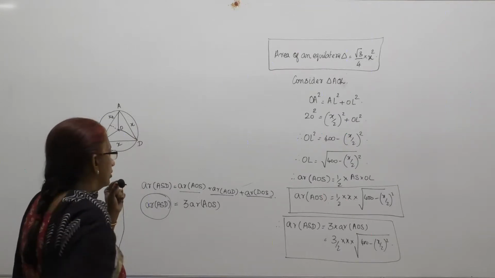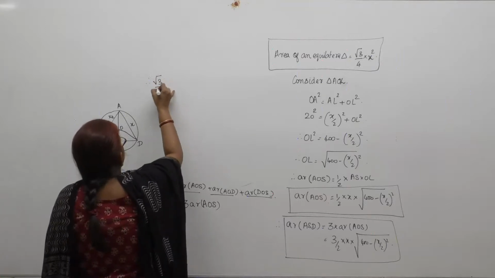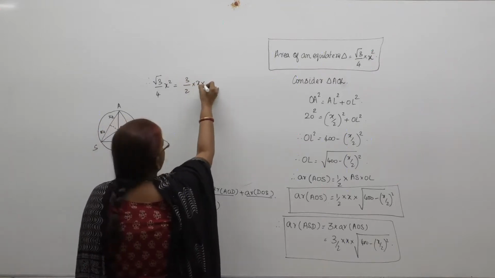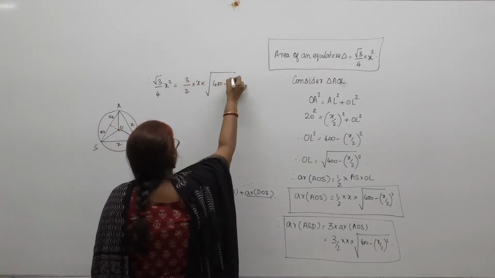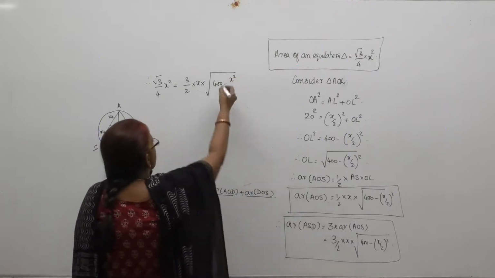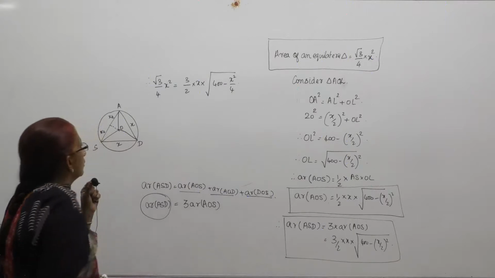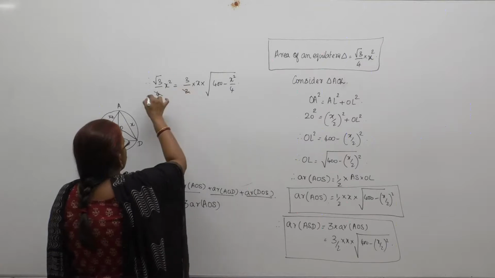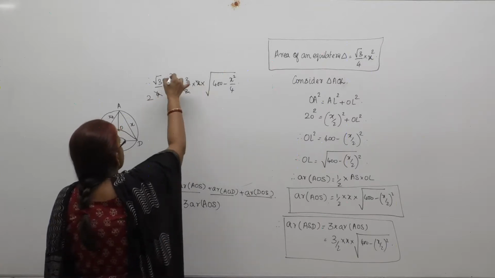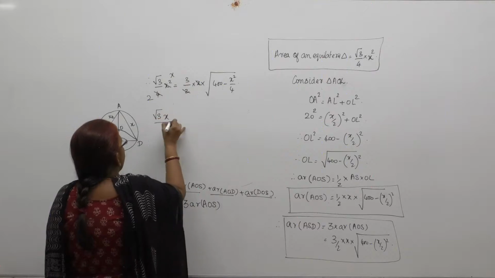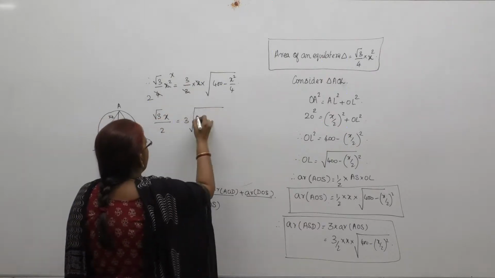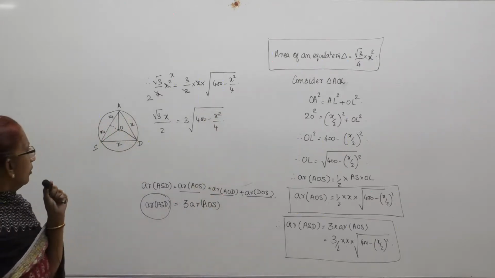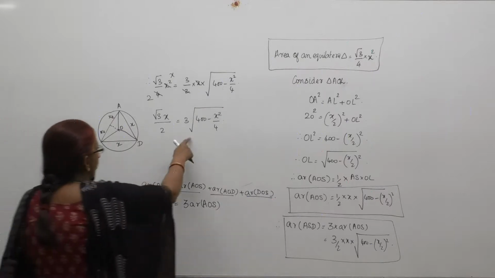So now we can equate both. So therefore, root 3 by 4 x square is equal to 3 by 2 into x into square root of 400 minus x square by 2. The x by 2 the whole square can be written as x square by 4. This will get cancelled, and you can also cancel one of these x. So you'll be left with root 3x by 2 is equal to 3 into square root of 400 minus x square divided by 4. Now what are we going to do? We are going to square on both sides in order to get rid of these square roots.